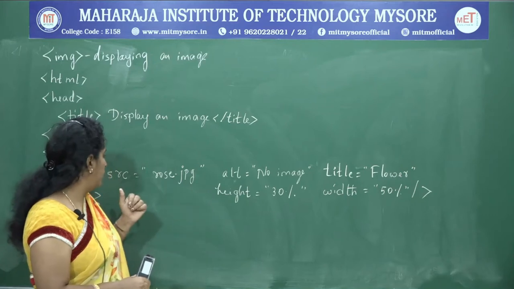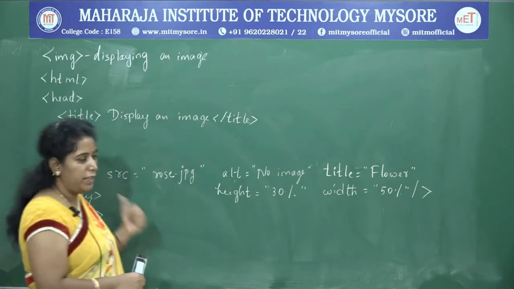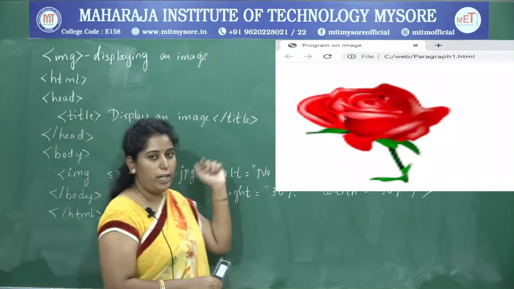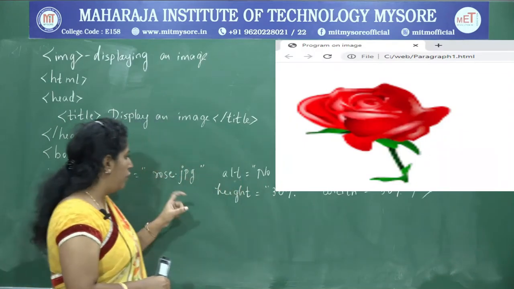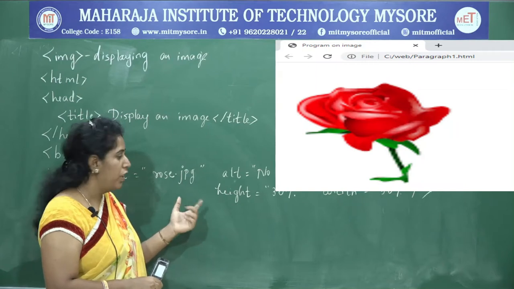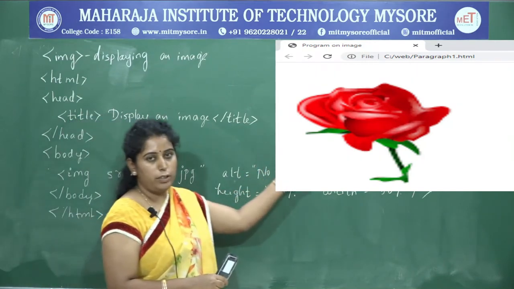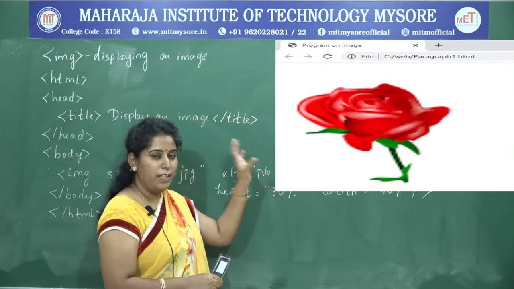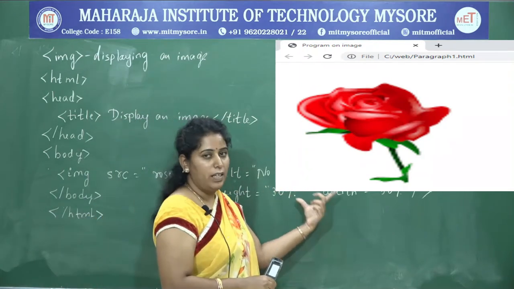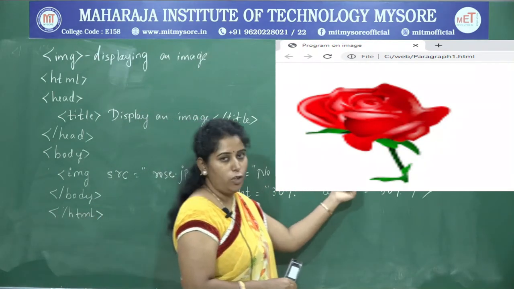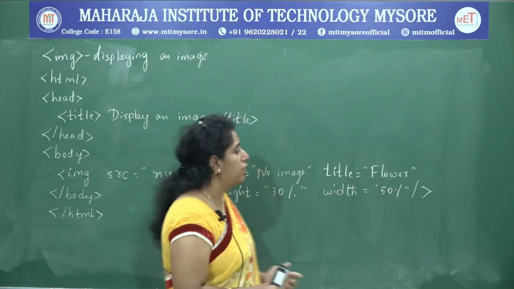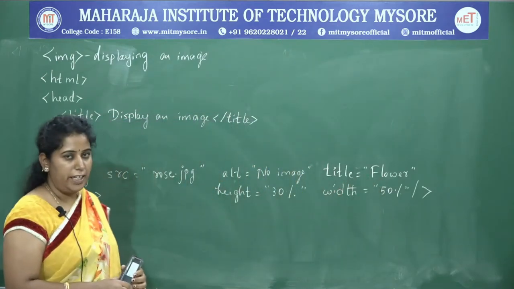After modifying the statement in this way, let me run the program once again so that you can see the difference while using different attributes, what kind of output can be observed. Finally, you can look at the output screen where the image has been displayed with these two set dimensions, and you can also notice the title is flower. So this is all about the image tag.